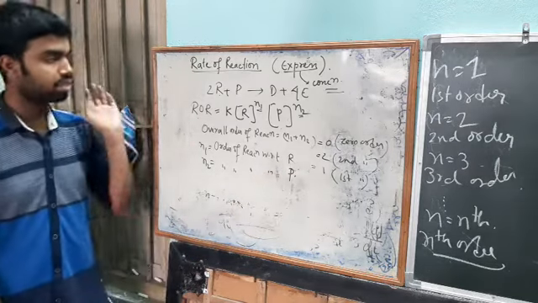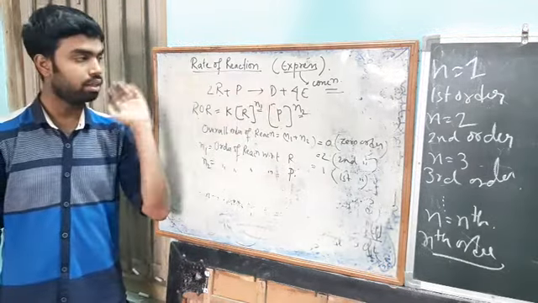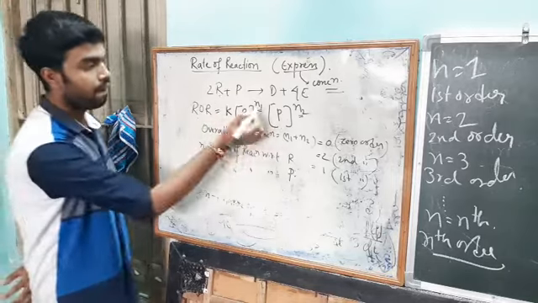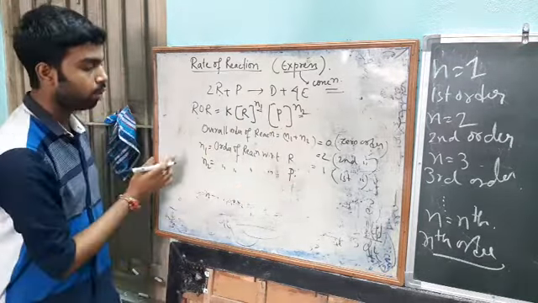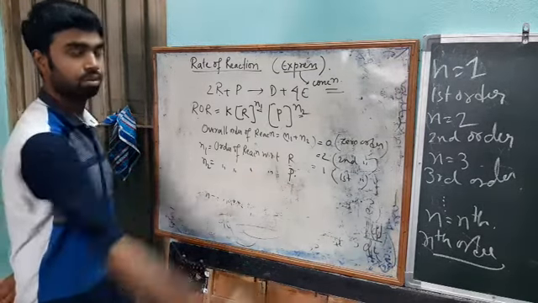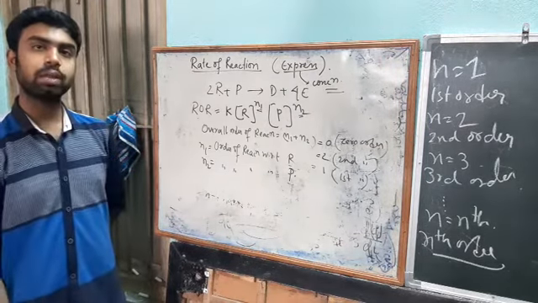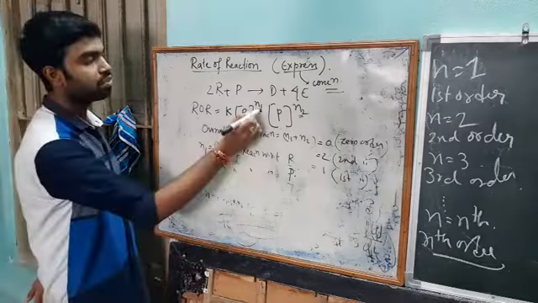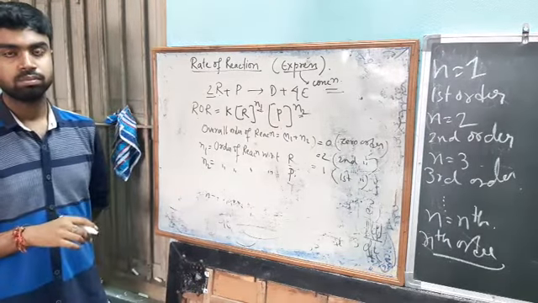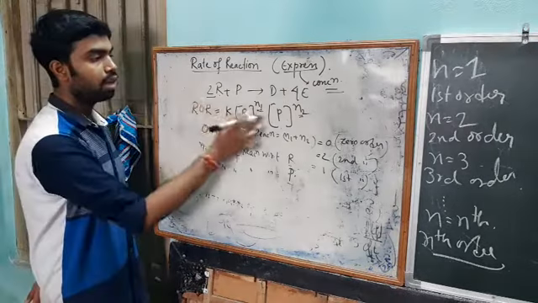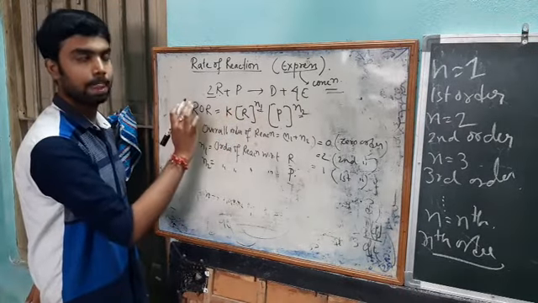Okay, so in this kind of reaction, N1 plus N2 will be the overall order, and N1 will be the order with respect to R, N2 will be the order with respect to P. Now students, it is very important to understand that this N1 has no relation with the stoichiometric coefficient. This N1 is in no way related to the stoichiometric coefficient.